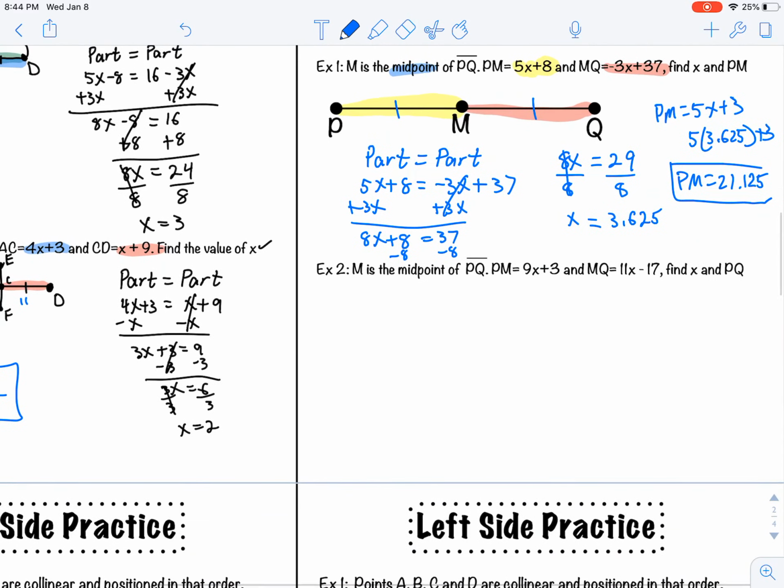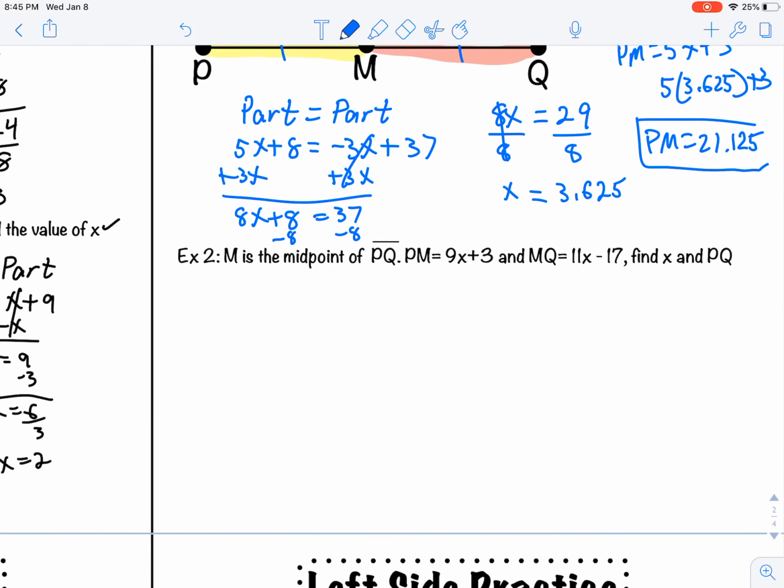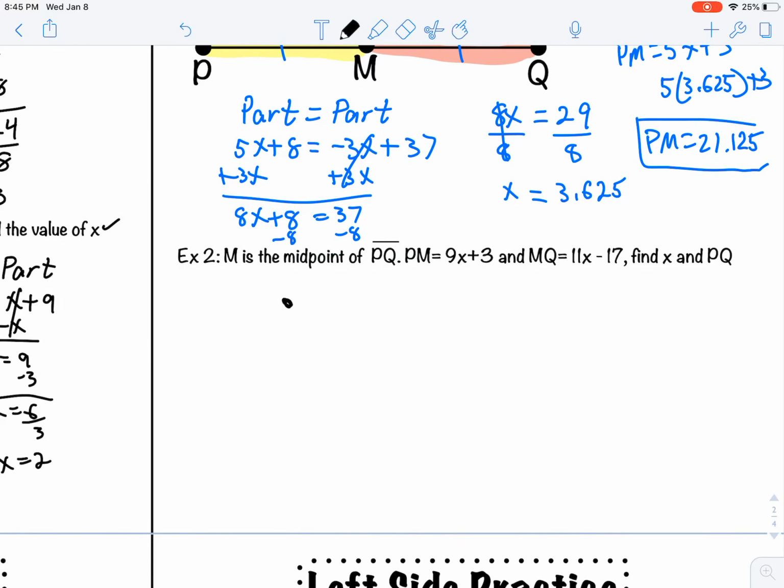Alright, moving on to the last one before you guys start doing your own work. Okay? Alright, so example 2 here. M is the midpoint of PQ. Alright, so let's go ahead and draw our picture. So I know that PQ is my line segment. So P and Q. And I know that M is the midpoint. So I'm going to draw it in the middle as best I can.